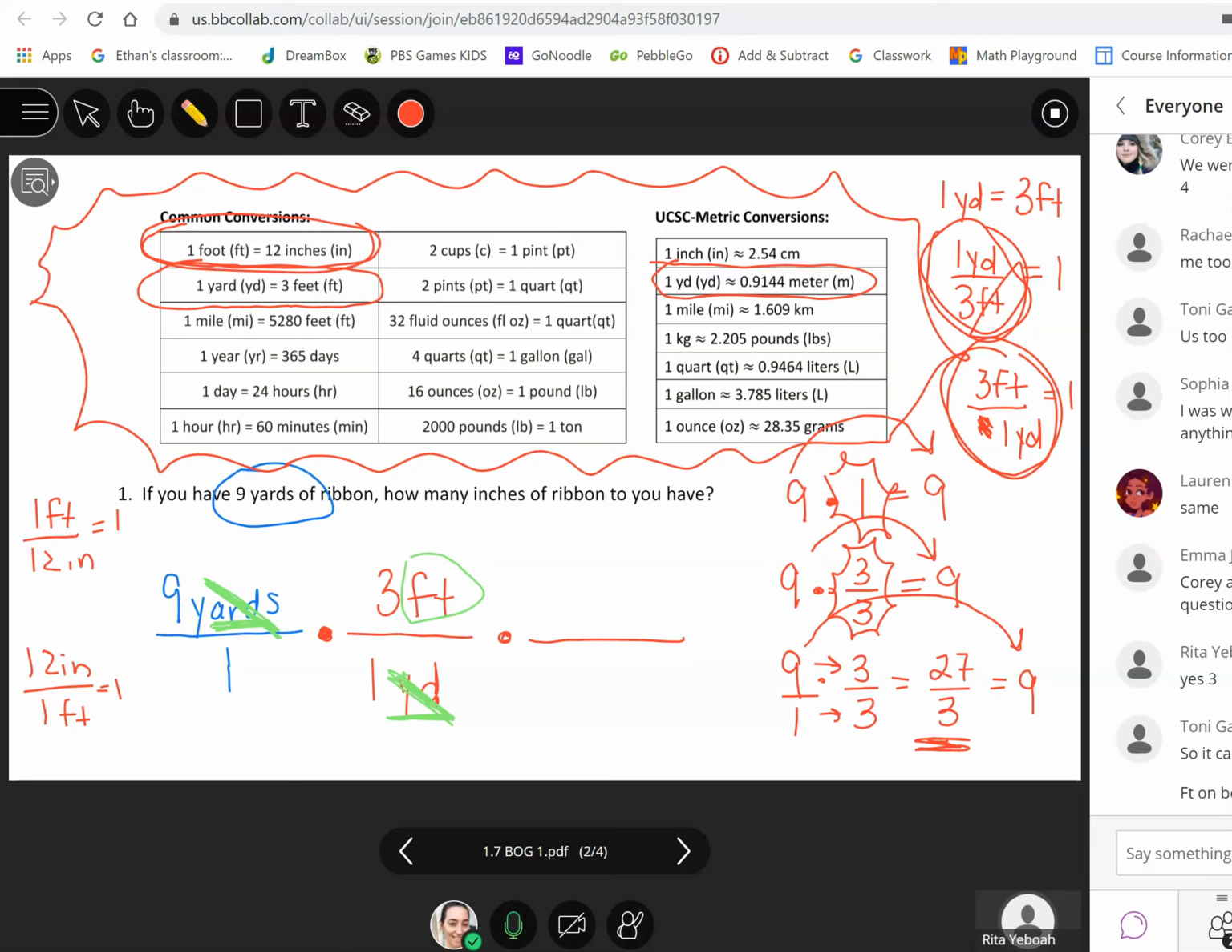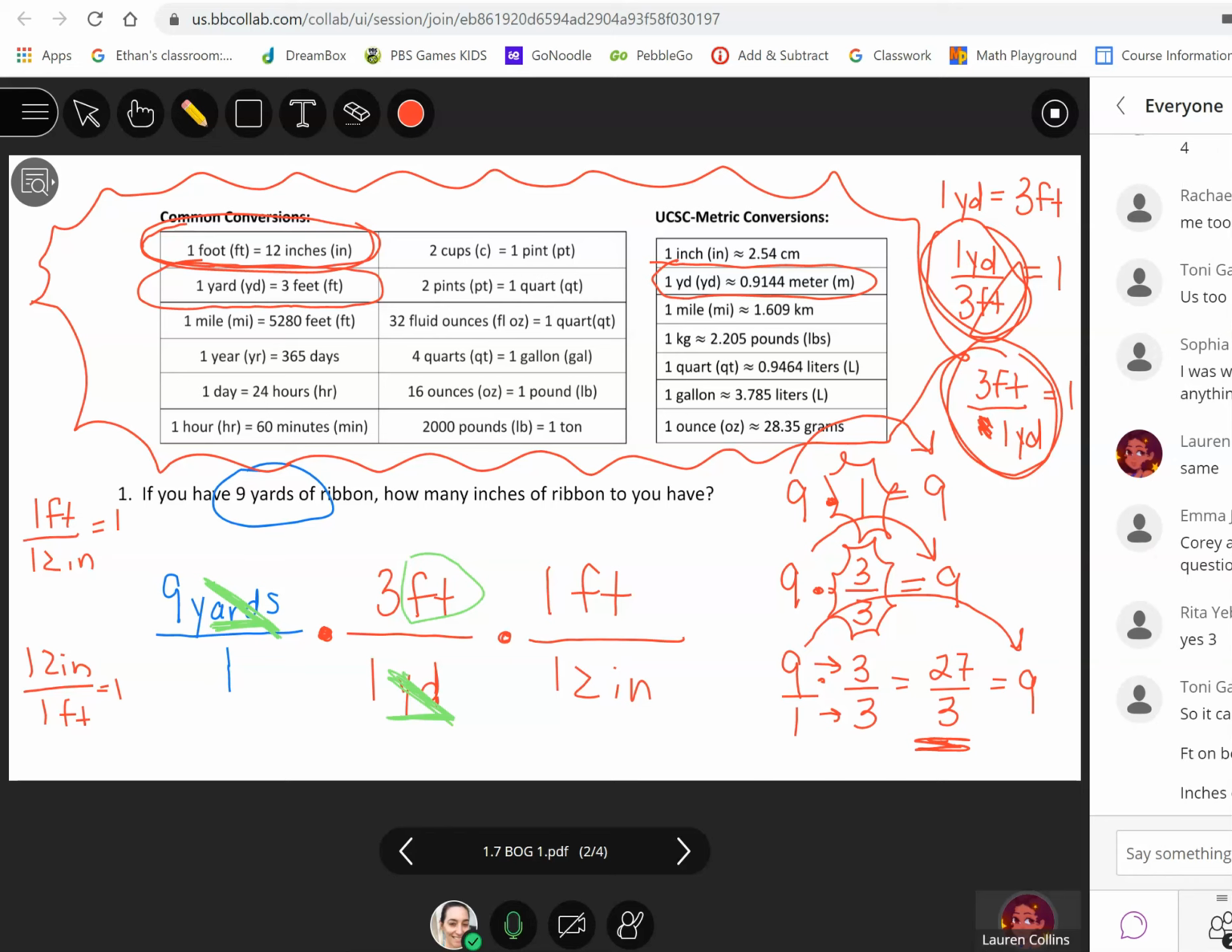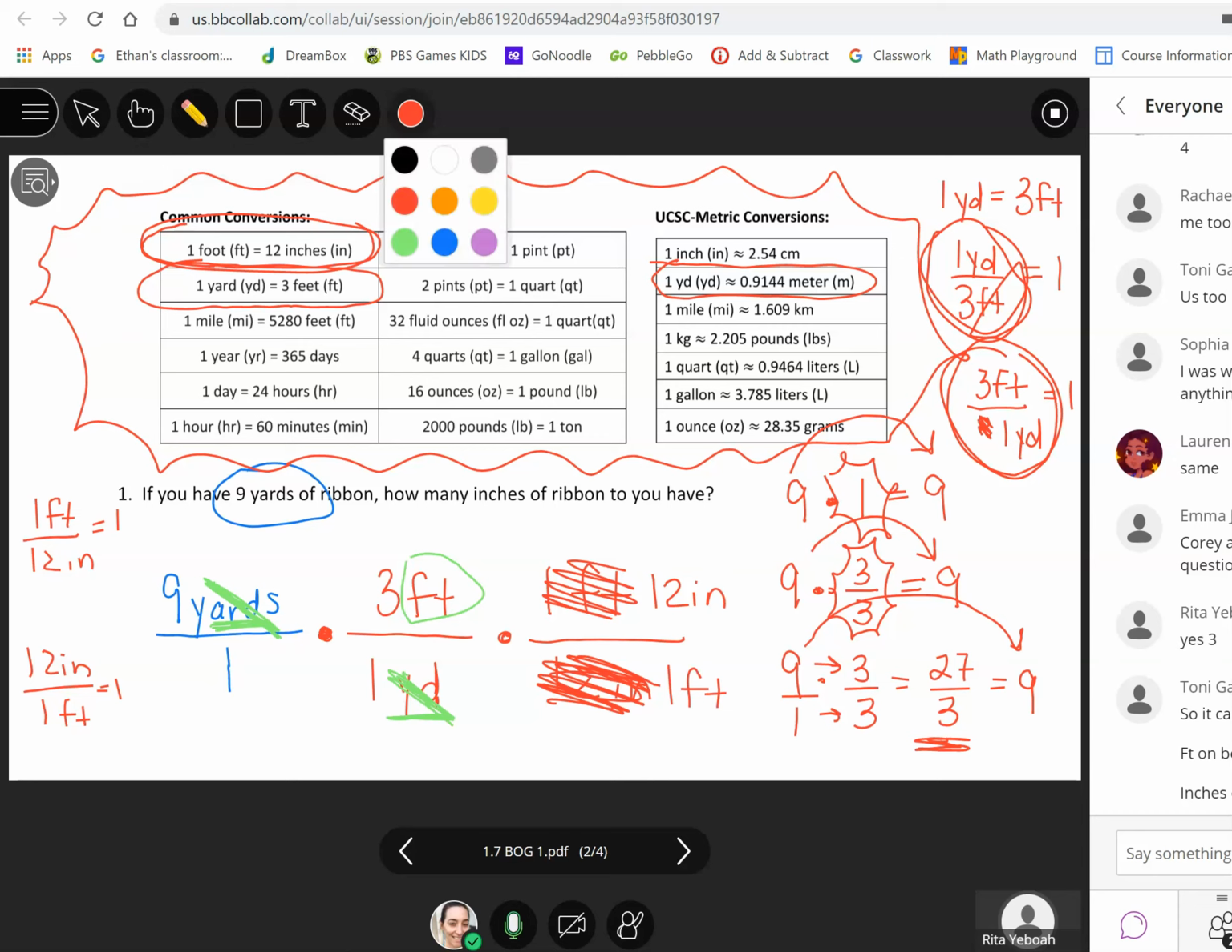Oh, now careful. If I put the 1 foot on top and the 12 inches on the bottom, are the feet going to cancel the feet? No, I'm sorry, it has to be the other way around. There you go, that's okay. And hey, your brain is hardwired to learn from mistakes. So if I switch that around, now we can see that the feet on top are going to cancel the feet on the bottom. And my answer is in inches, which is what we want.